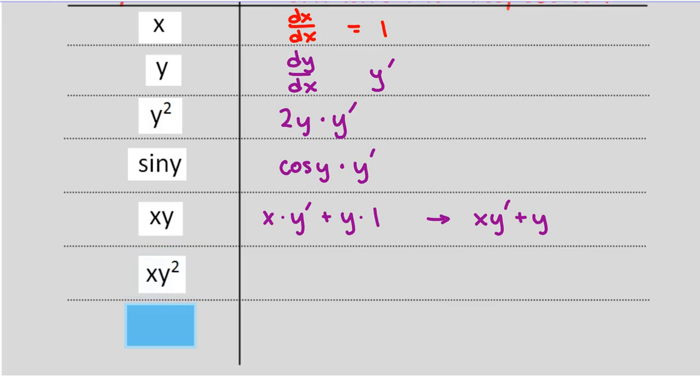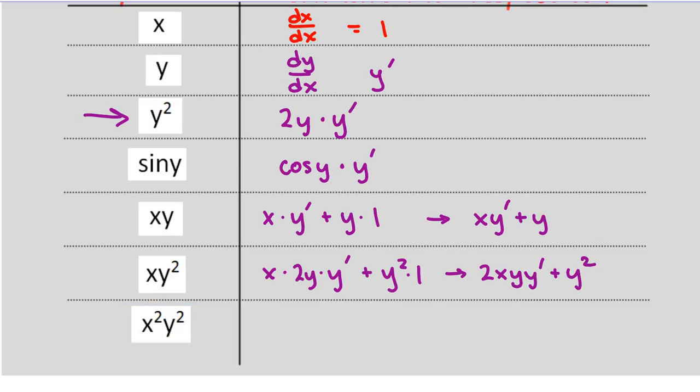Okay, here's another product, xy squared. So again, we'll use the product rule. The first, x, times the derivative of the second. Okay, well, remember what we did up here. When we took the derivative of y squared, we used the chain rule. So the derivative of the squaring, 2y to the first, times the derivative of the inside, y prime, plus the second, y squared, times the derivative of the first, 1. So this one is 2xy y prime plus y squared.